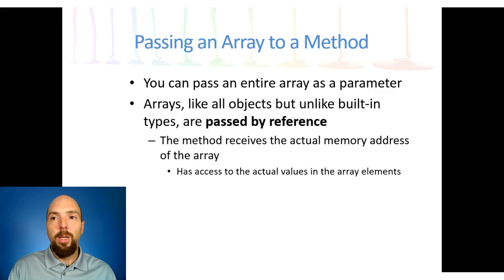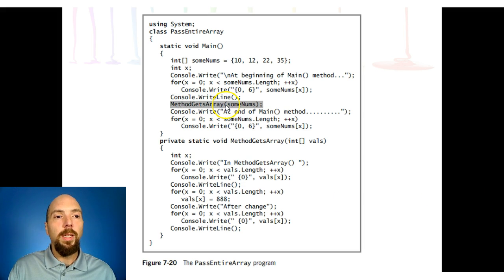Alright, so what we're going to do is we're going to call method gets array, and instead of passing the individual values, we're going to pass the entire array. When we do this, this is called passing it by reference, and we are giving this method permission to talk to this exact memory location. Remember, some nums here is a memory location that holds an array. So now what happens is our method will receive an integer data type of an array. It'll call it vals, and it'll take all of the values that are here and actually interact with them.